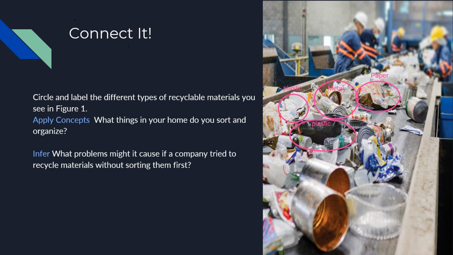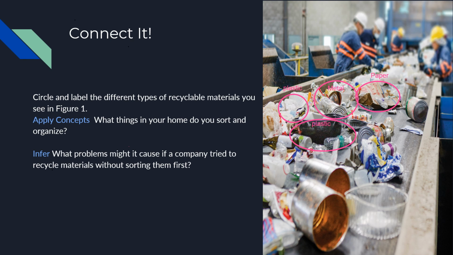There's a couple different forms of plastic. There's that black plastic bowl. There is what looks to be a plastic water bottle maybe. Then there's the metal cans, and of course paper. And all of these things are different kinds of recyclable materials.